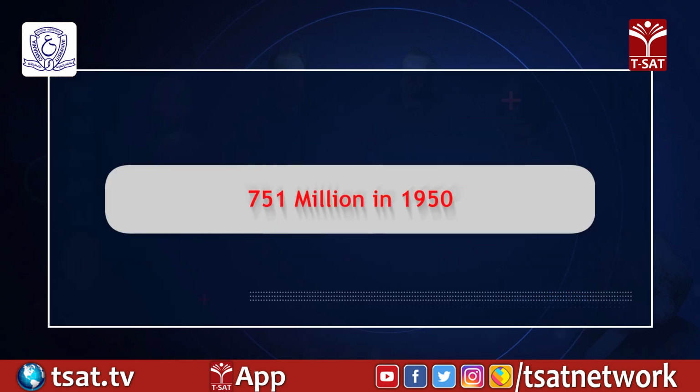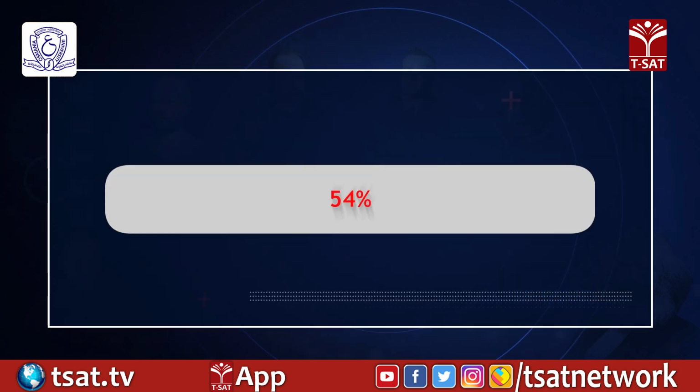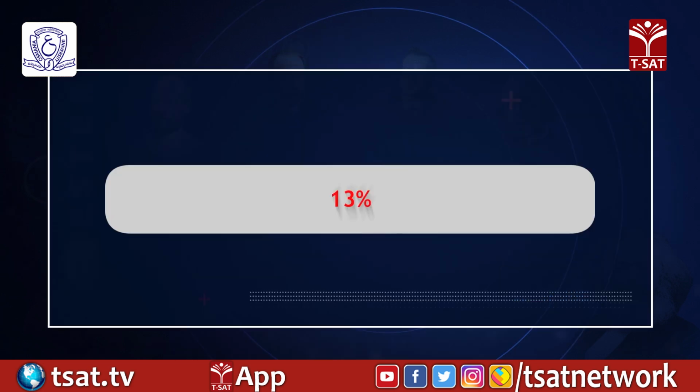The urban population of the world has grown rapidly from 751 million in 1950 to 4.2 billion in 2018. Asia, despite its relatively lower level of urbanization, is home to 54% of the world's urban population, followed by Europe and Africa with 13% each.